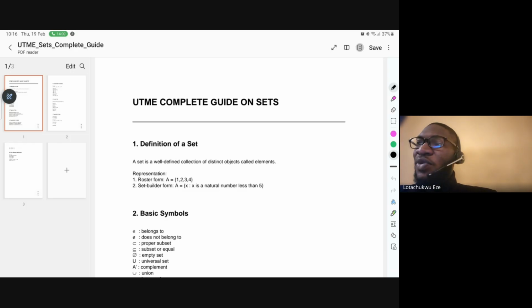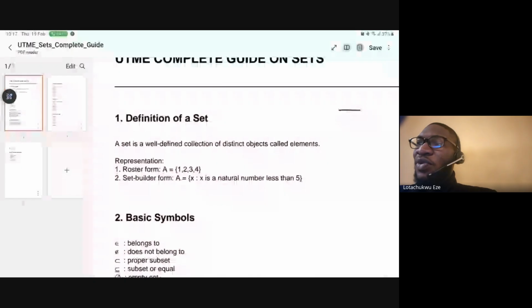It is a collection of what? Of distinct objects called elements. All of those things are key things you need to know. We'll make use of a curly bracket to represent your set, as you can see on the screen.